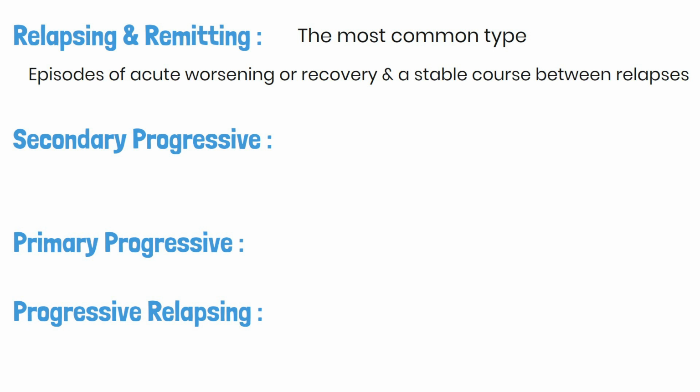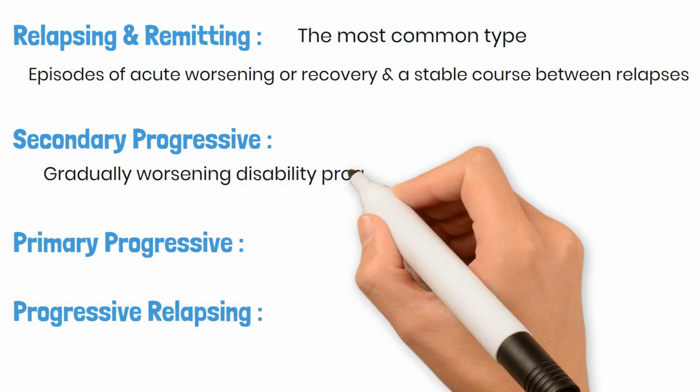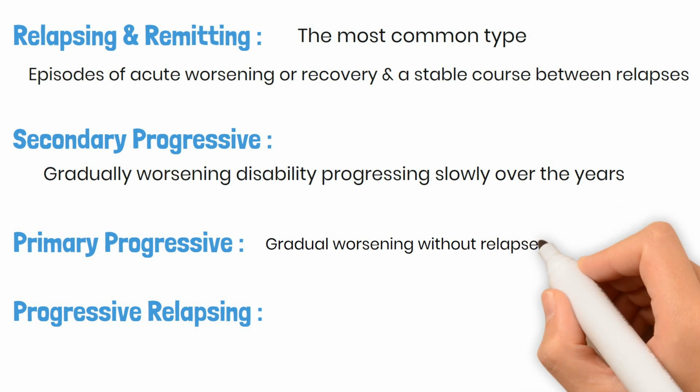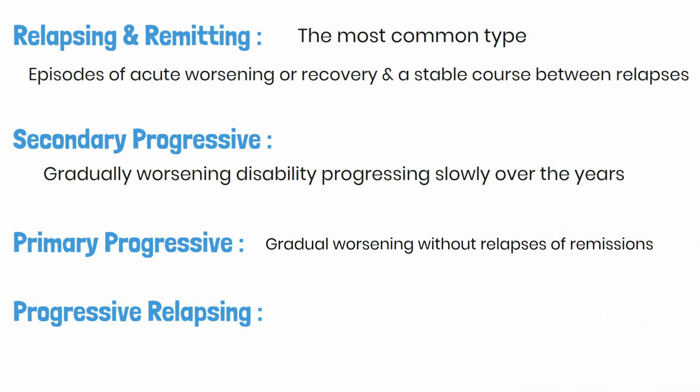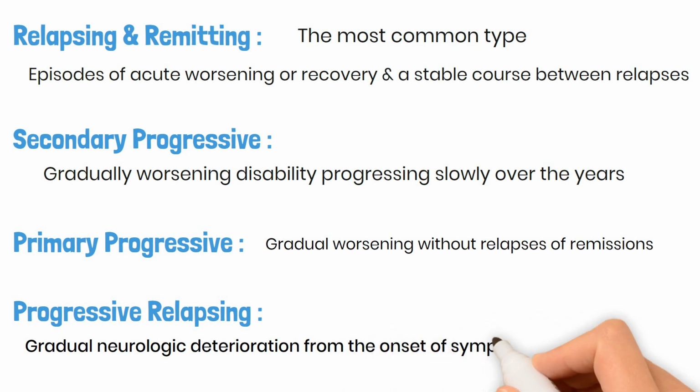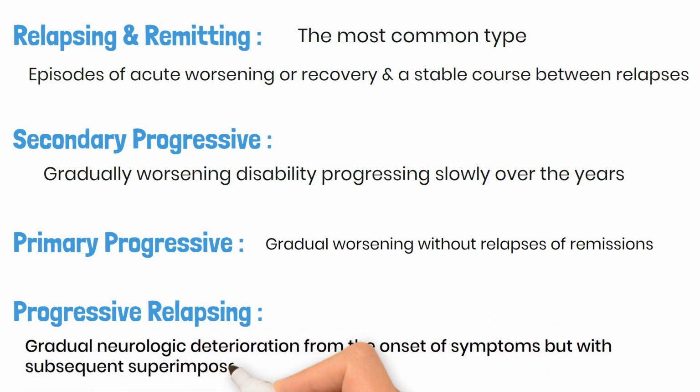Secondary progressive multiple sclerosis is a late stage which consists of gradual worsening disability progressing slowly over the years. In here, the neurological deterioration can occur with or without superimposed acute relapses in a patient who previously had relapsing and remitting multiple sclerosis. In primary progressive multiple sclerosis, there's gradual worsening without relapses or remissions. Progressive relapsing multiple sclerosis is similar to primary progressive multiple sclerosis, and in here there's a gradual neurologic deterioration from the onset of symptoms but with subsequent superimposed relapses.